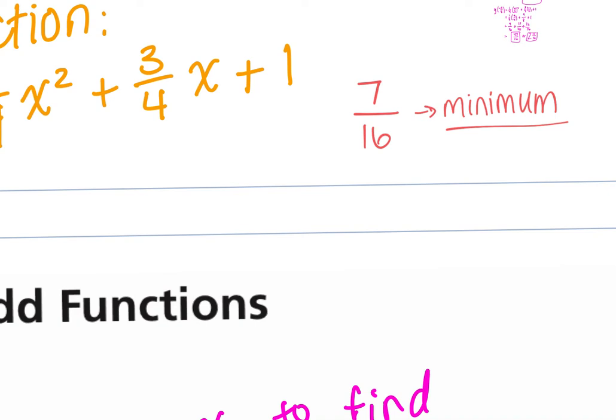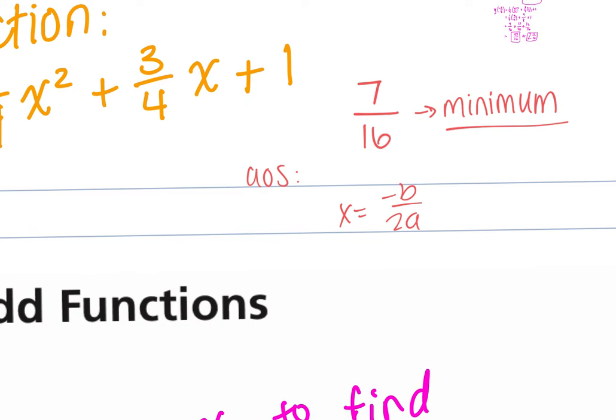I did negative b over 2a, which would be... Wait, hold on. You're absolutely right, but what do we call that? X. X equals, yeah, negative b over 2a. But what are we finding here? The axis of symmetry. Thank you. Okay, this is for the axis of symmetry. You need that in order to find the vertex. Very good. Keep going.